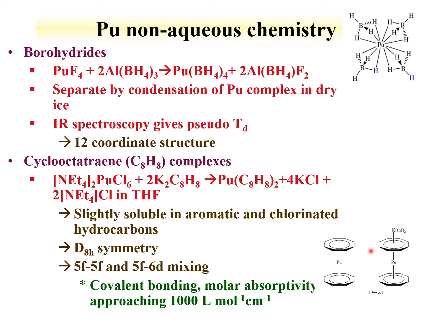Other organometallic compounds, such as these sandwich compounds, have been produced again using the halides as starting materials. This reaction is shown here. The resulting compound has D8h symmetry, since this is an 8-membered ring, and the orbitals are dominated by 5f and 5f-6d mixing, and the molar absorptivities with the f-d mixing are very high, approaching 1,000. So this would give very colorful complexes.